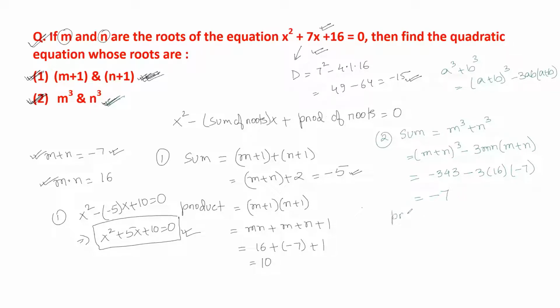Again, the product of the roots of the quadratic equation whose roots are m cube and n cube would be given by simply m cube into n cube, which can be written as (m into n) whole cube. So this would be 16 cube, which would be 4096. So the quadratic equation whose roots are m cube and n cube can be written as x square minus sum of the roots, which would be -7, into x plus product of the roots, which is 4096, equals to 0. So this would be x square plus 7x plus 4096 equal to 0.